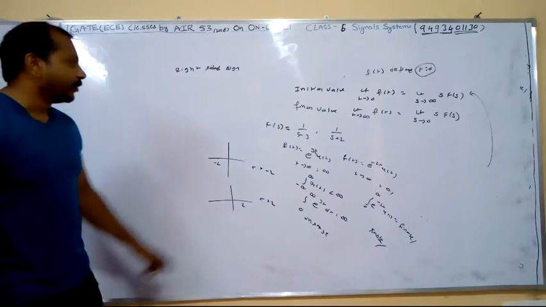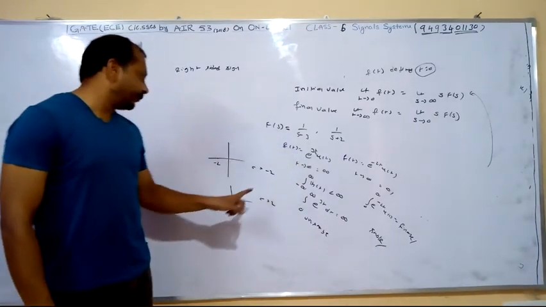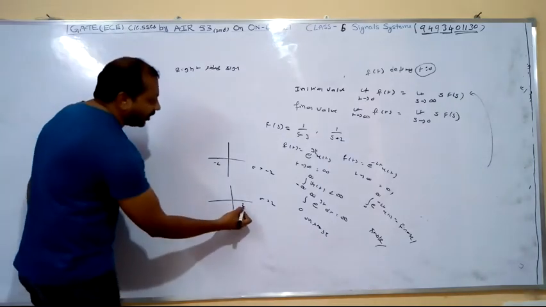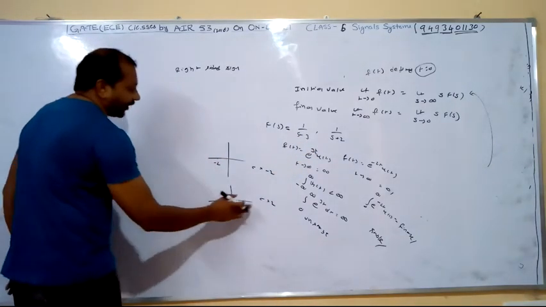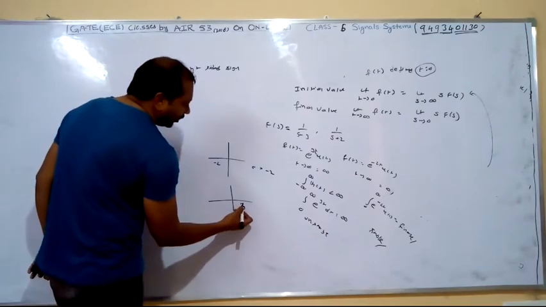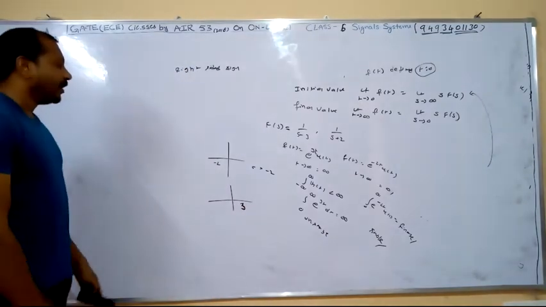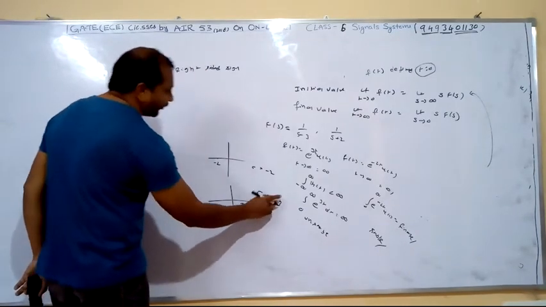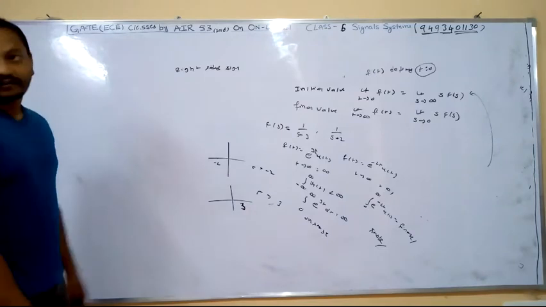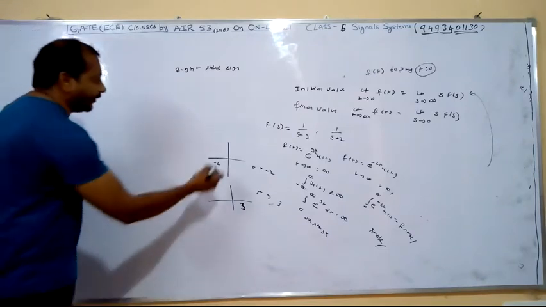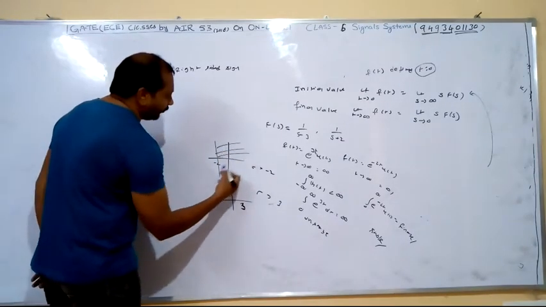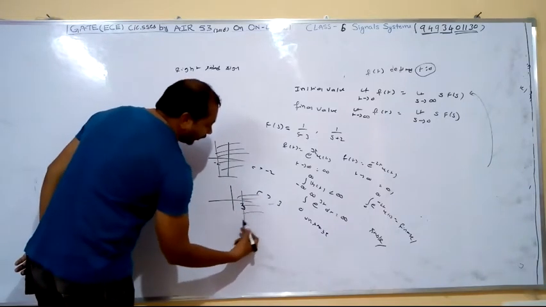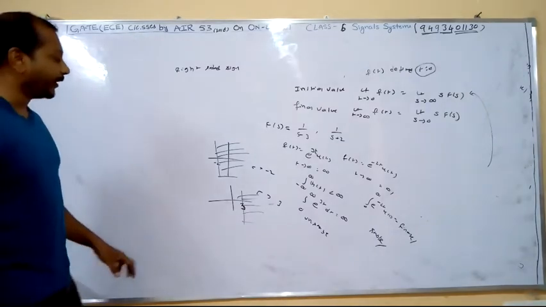Now listen. Here the pole exists in the right-hand side, and in this case the pole exists in the left-hand side. According to the given signal, it is considered a right-sided signal, and the corresponding ROC is on the right-hand side. This is your corresponding ROC here.